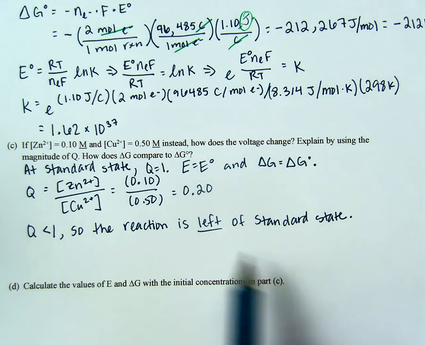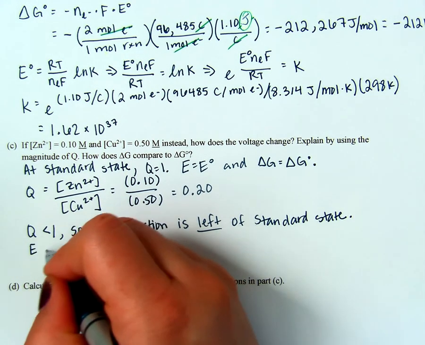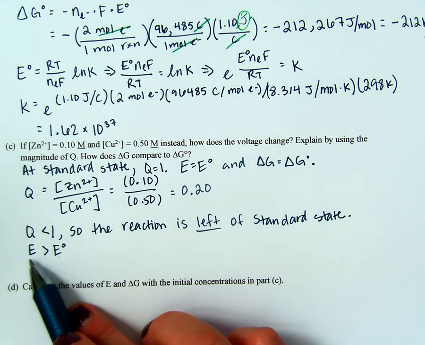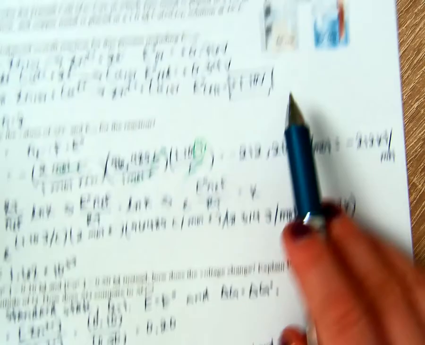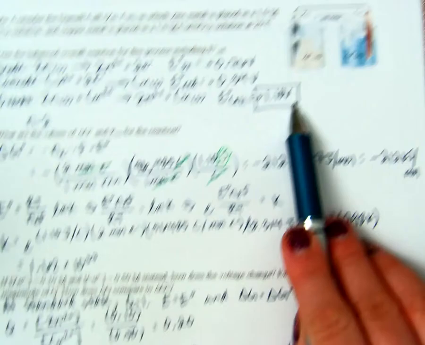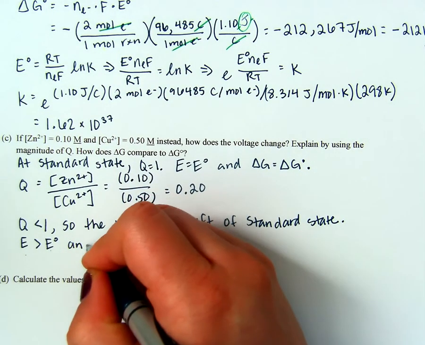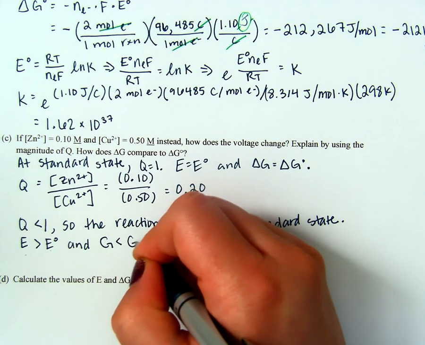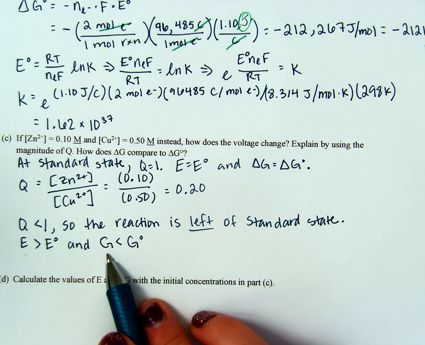And that also means that our E, our potential, our voltage, is going to be greater than the voltage at standard state. So we're going to have more volts now, not at standard state, than we did. That means we're going to expect a number that's greater than 1.10 volts. And our Gibbs free energy is going to be less than the Gibbs free energy at standard state. That means it's going to be even more negative, so it's going to be more favored to go forward.